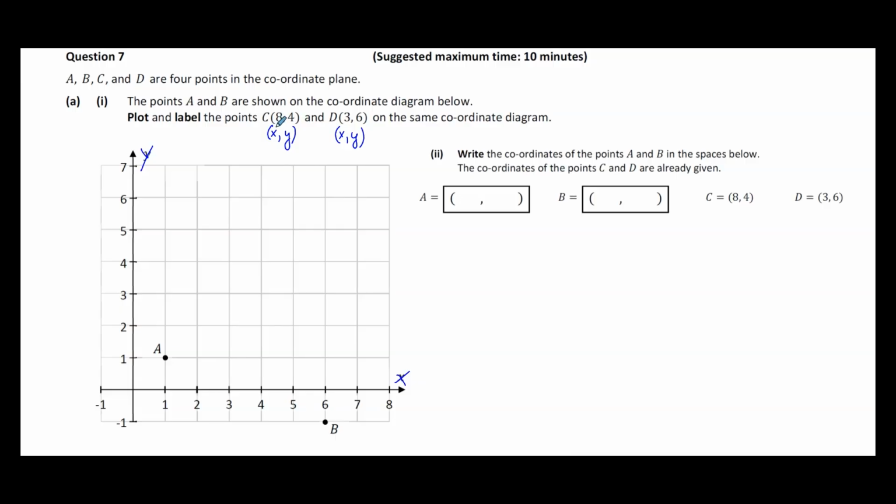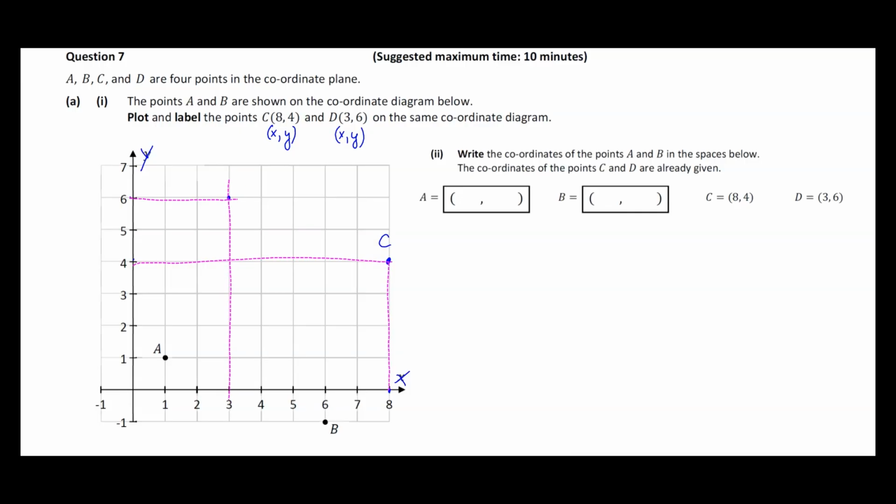So 8 is the X coordinate, so that's 8. And then Y is 4, so that's 4. So where those two lines meet, that's where we are having our point C. And then D, the x is 3, so that's my 3, and the y is 6, so that's 6, and 3, that's where they meet. If it is a little bit difficult, we can draw the lines like that, and we can see that where those lines meet, that's where our point is.